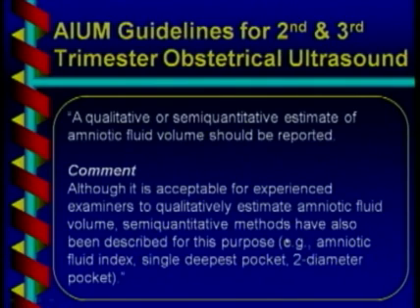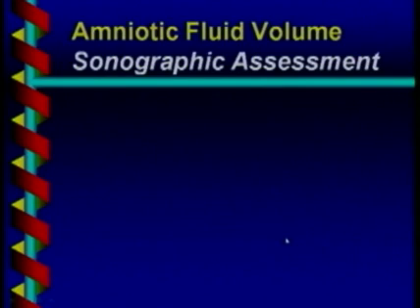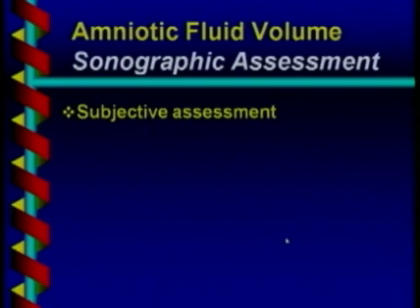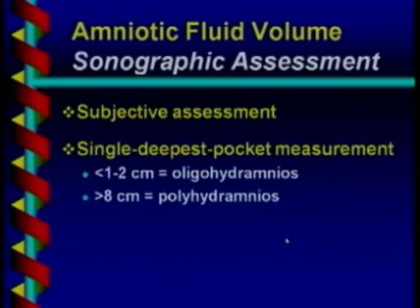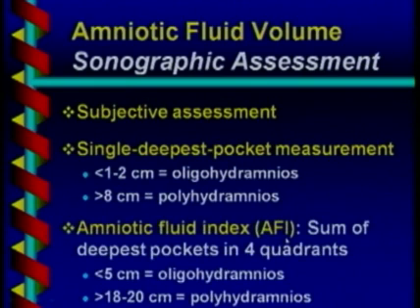These, such as the amniotic fluid index, are semi-quantitative. The only real quantitative method would be the dye-dilution method I mentioned earlier, which is not done on any regular basis in ultrasound. So the sonographic assessment can use subjective assessment, single deepest pocket measurement, or the amniotic fluid index, which is the sum of the deepest pocket in the 4 quadrants. Single deepest pocket is considered to be oligohydramnios if it's less than 1 or 2 centimeters, and poly if greater than 8. The amniotic fluid index in approximately less than 5 centimeters is oligo, greater than 18 to 20 is polyhydramnios.